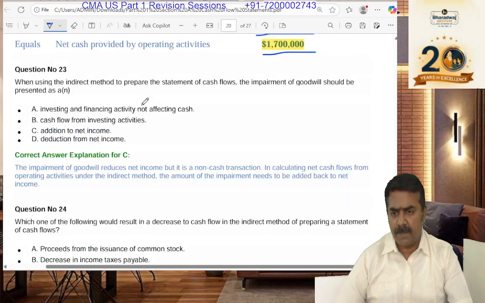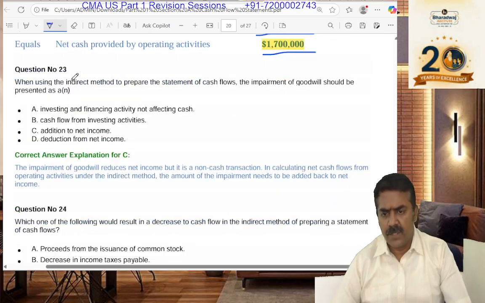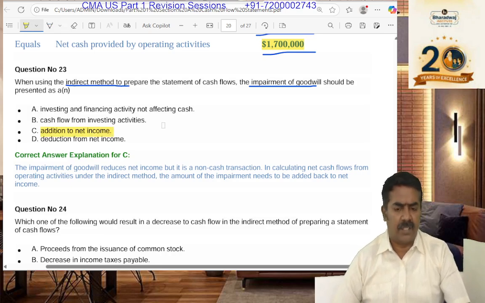23 next. Indirect method of cash flow. Impairment of goodwill should be added back. Impairment is nothing but writing off a non-cash item. We will what? Add back.